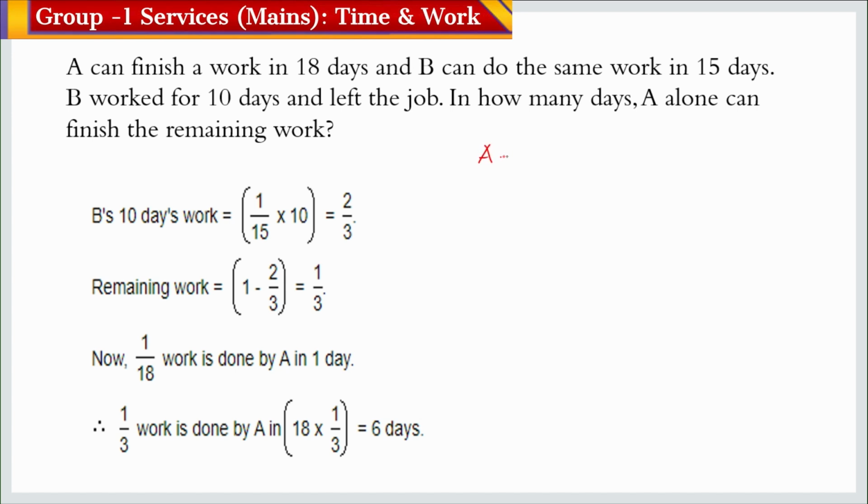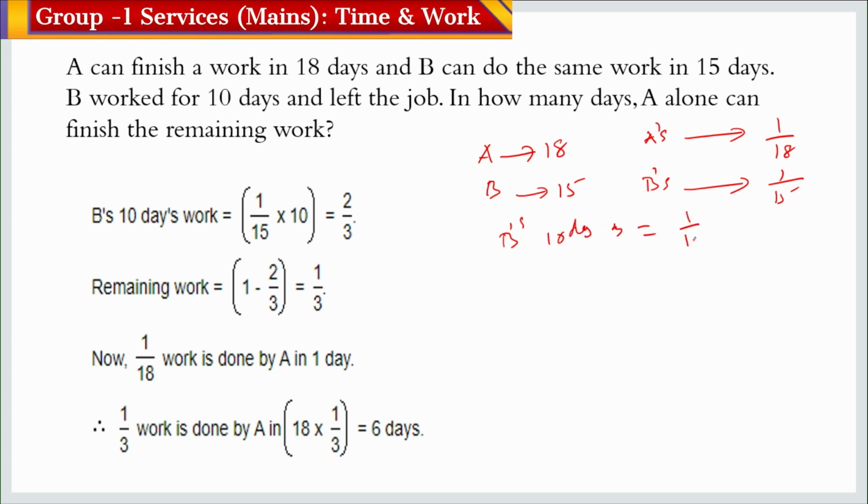A can do the work in 18 days. So, A's 1 day work is how much? 1 by 18. B can do the same work in 15 days. So, B's work in 1 day is how much? 1 by 15. Okay. B worked for 10 days and left the job. So, means here B's 10 days work. How much? 1 by 15 into 10.